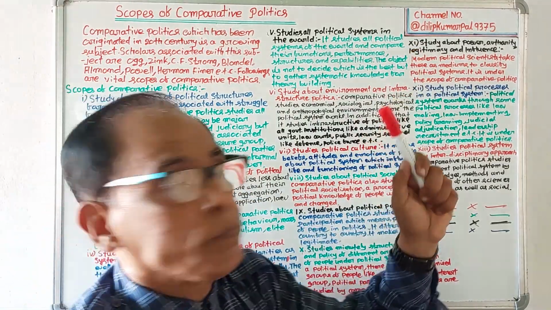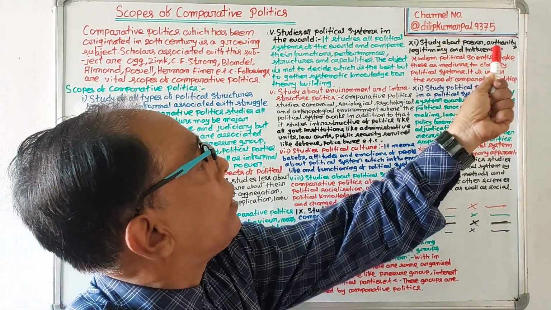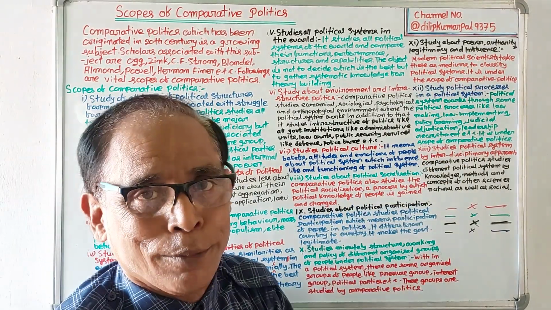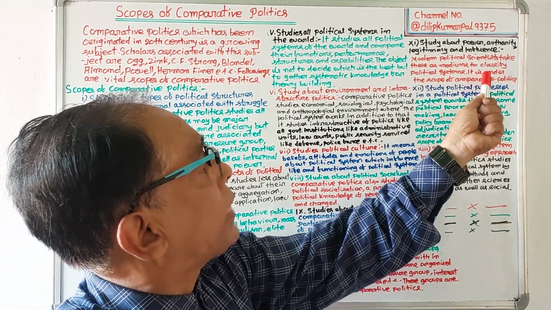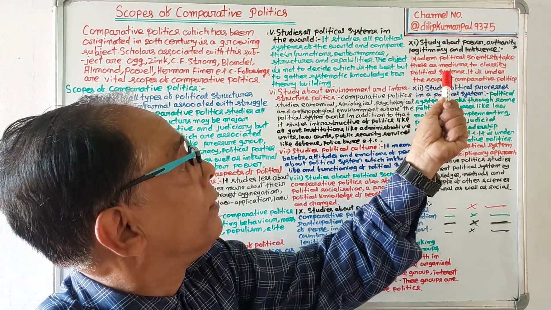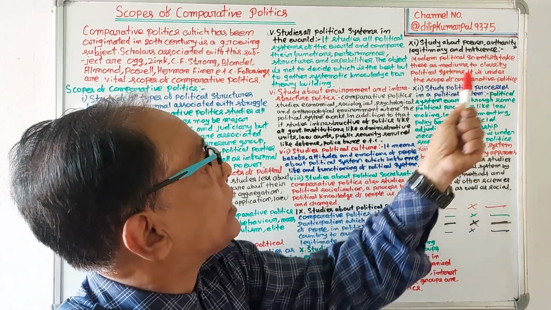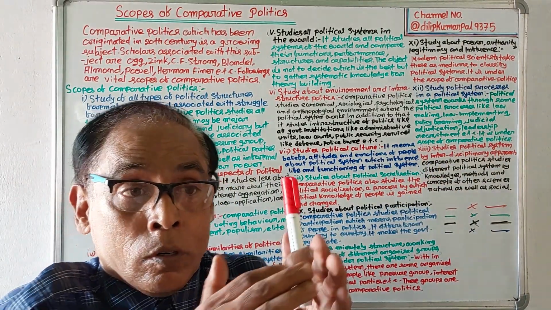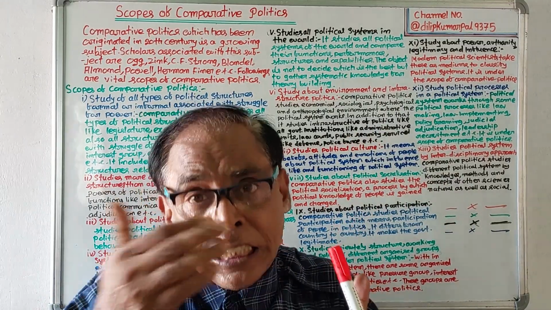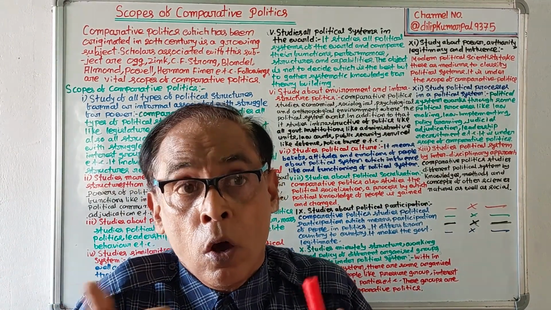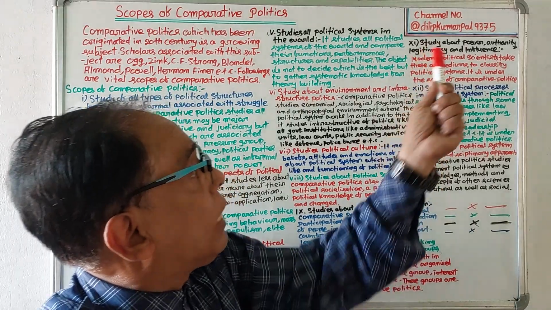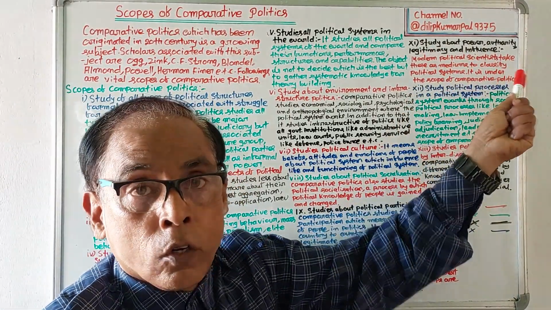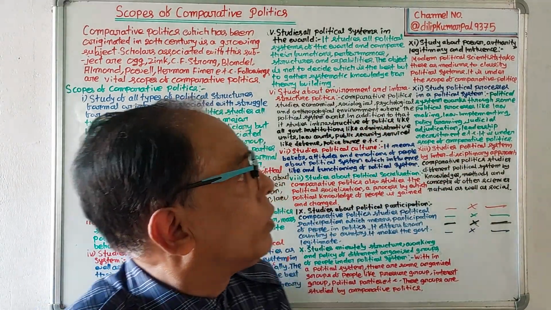Then eleven. Study about power, authority, legitimacy and influence. Modern political scientists take these as mediums to classify political systems. It is under the scope of comparative politics. Modern political scientists classify different political systems or governments on the basis of some principles like power, authority, legitimacy, influence. Comparative politics studies all these things.